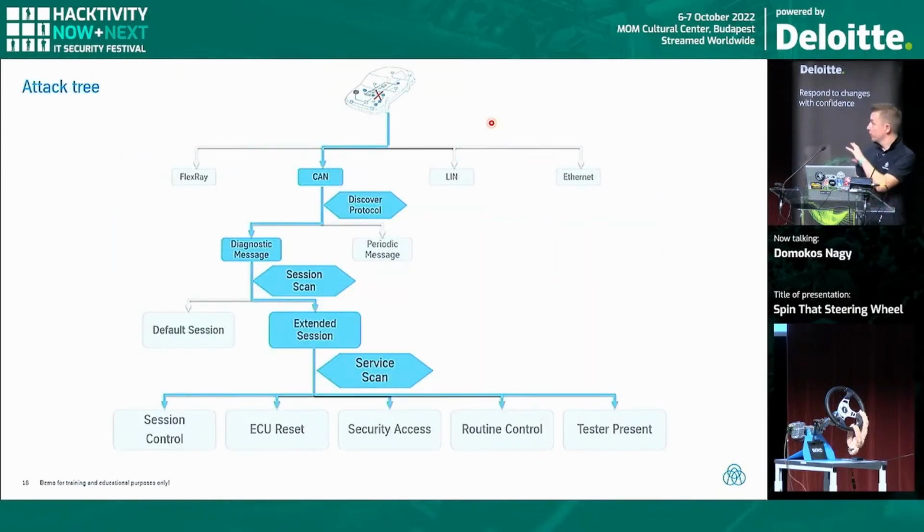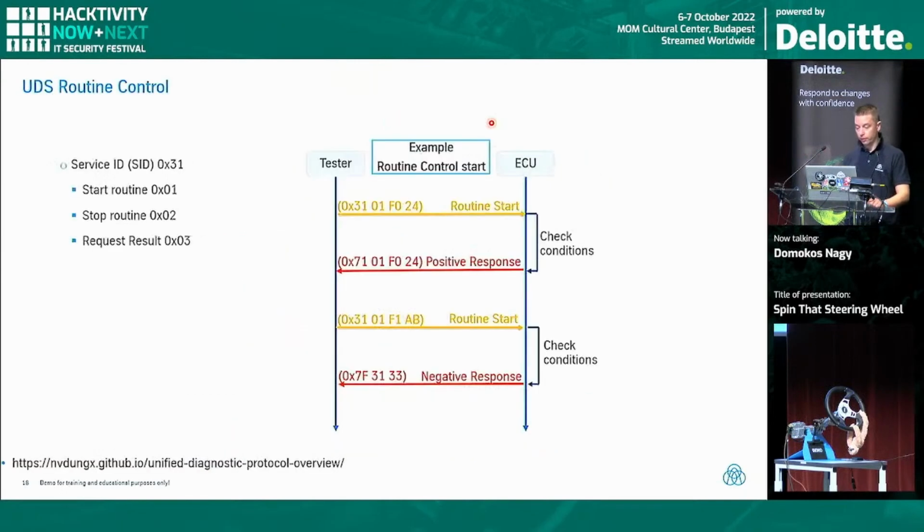So where we are, we know the services, and we start to hunt down the most interesting one, the routine control. The routine control flow shows you that it has service ID 31 and the start routine 01. So with this, you can request to start a routine. That's all we need. So we just try to start a routine, and if the routine is there and everything is okay, we get back a positive response, service ID plus 40.